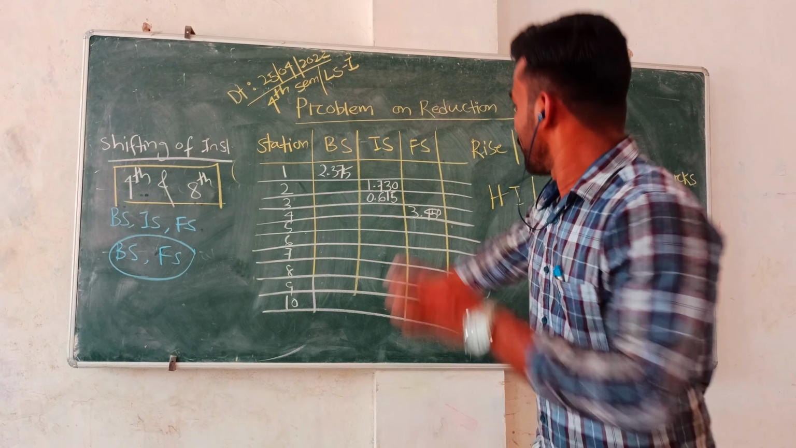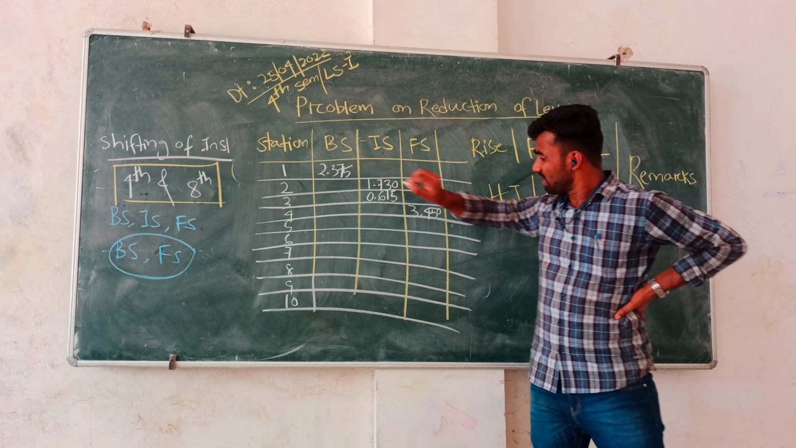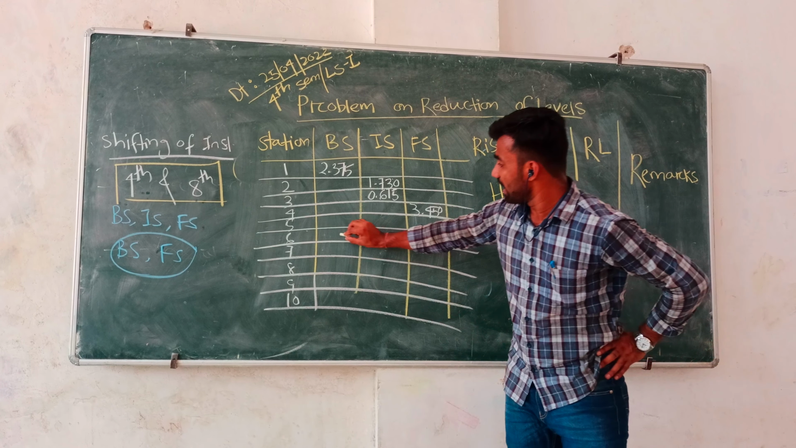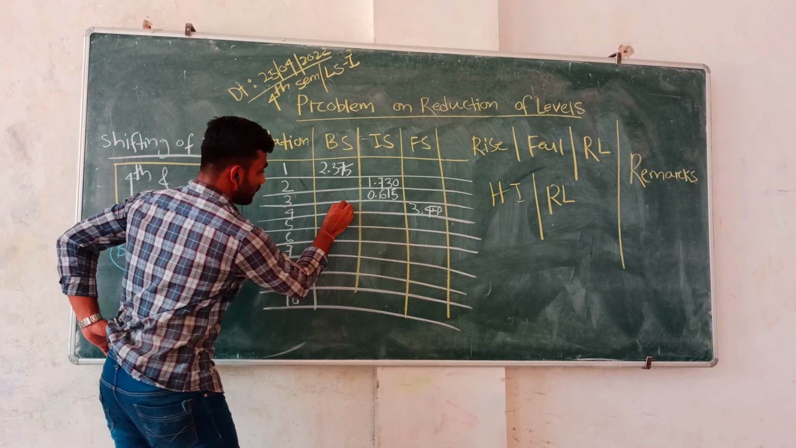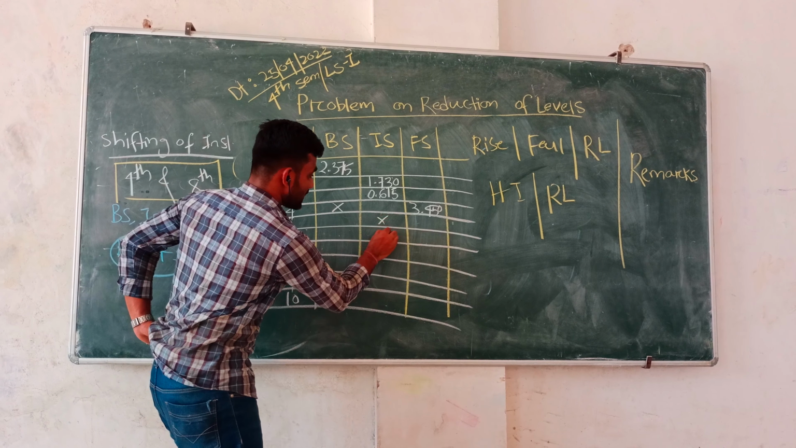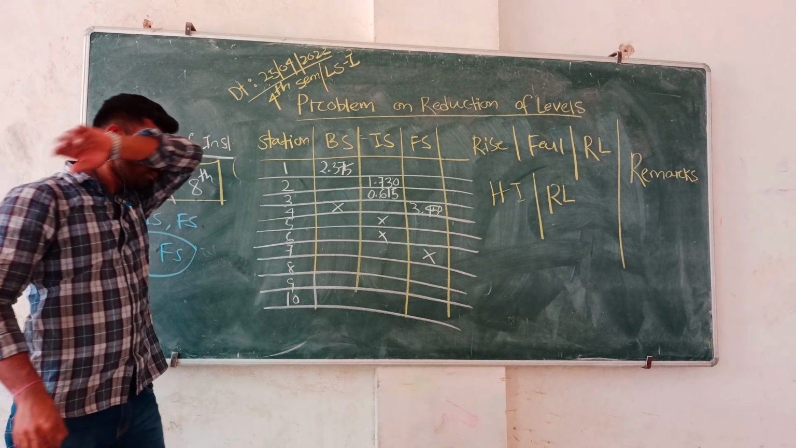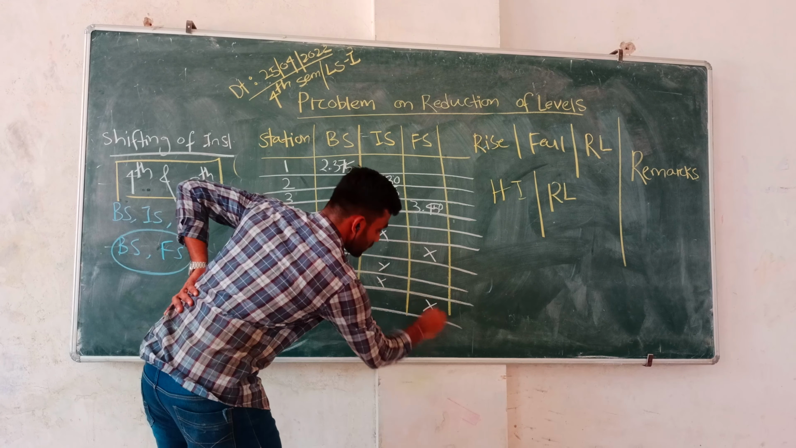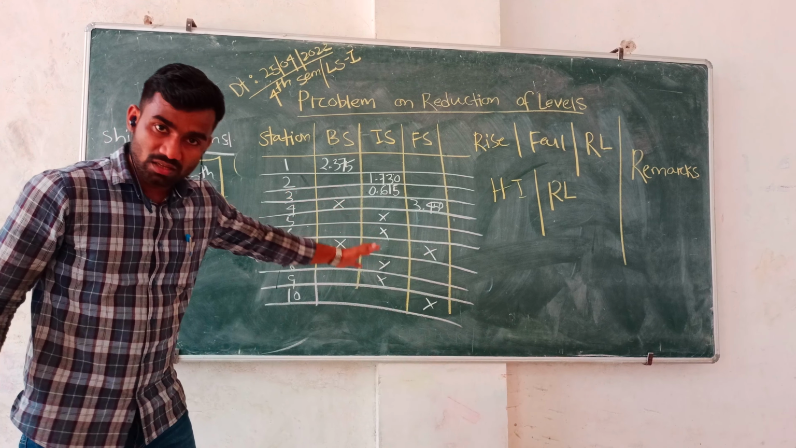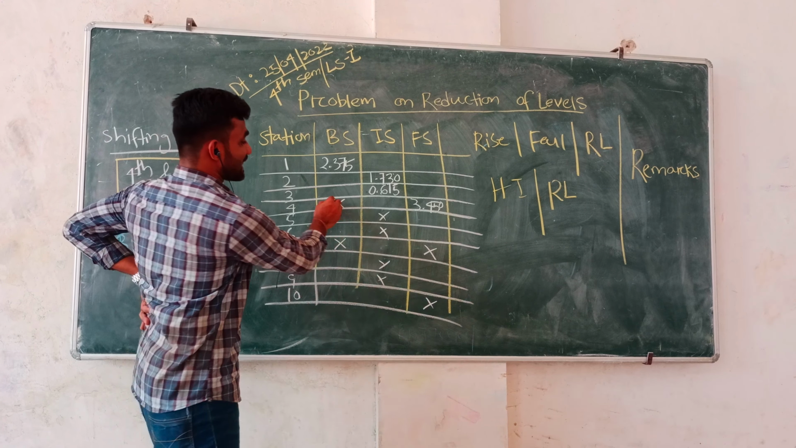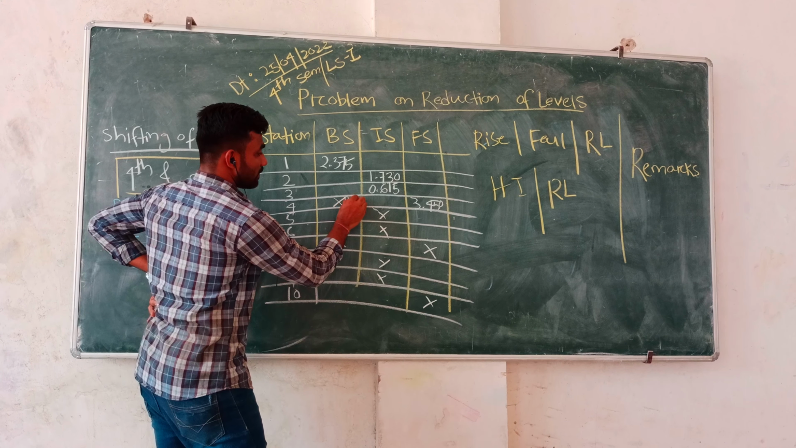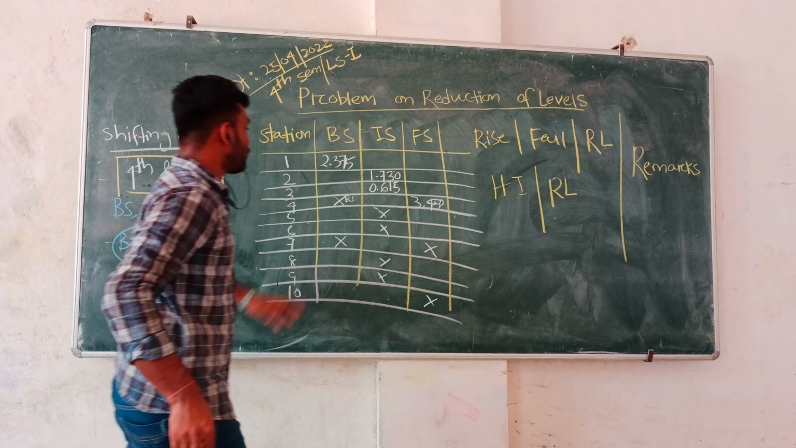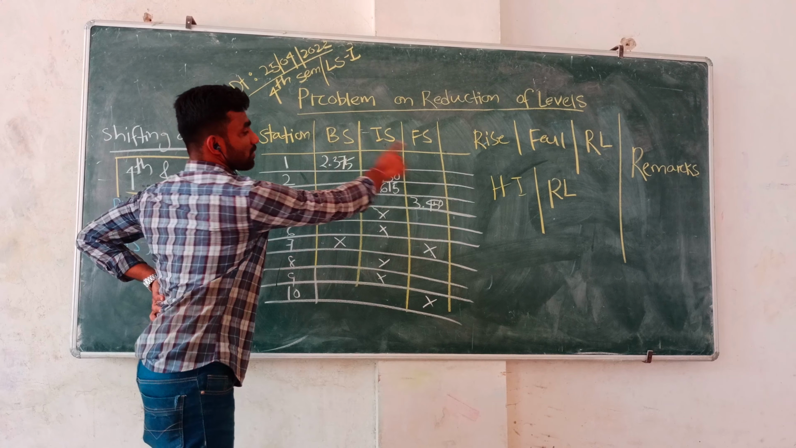Students always make mistakes in noting down these readings. First back side, last fore sight, and any readings between them will be intermediate. But never start the readings from here. Again the same way, fill the back side here, intermediate side here, then fore sight here. Then again back side here, intermediate side here, then the last fore sight. Let's say the value is X. So this is the back side, intermediate, fore sight. Again back side, intermediate, fore sight. In the same way, I have prepared the data for the first setup.